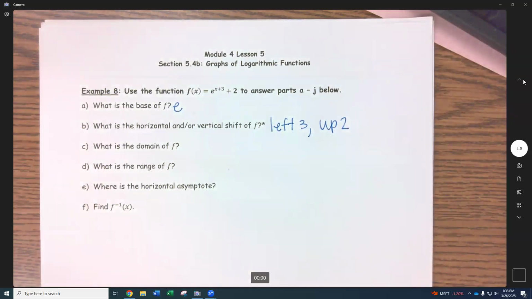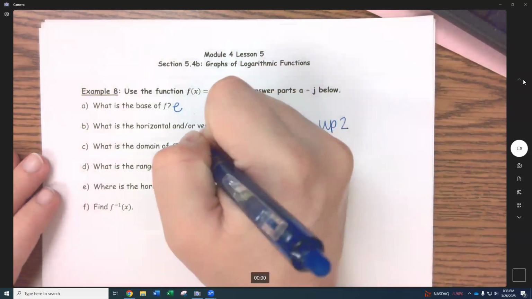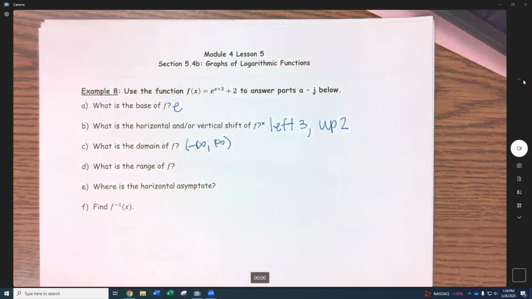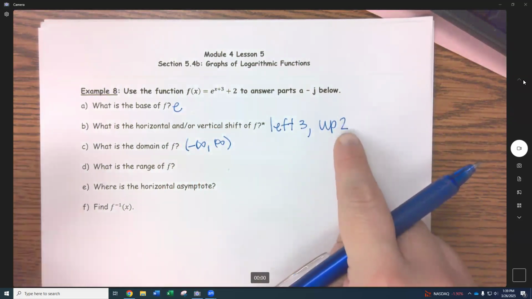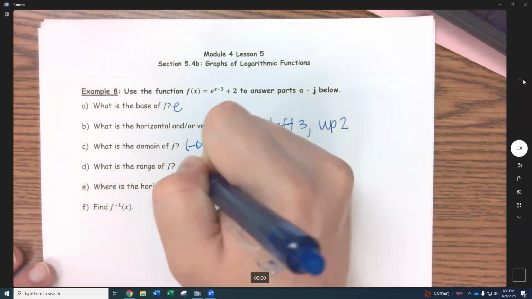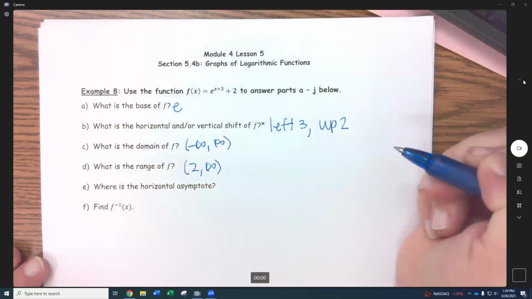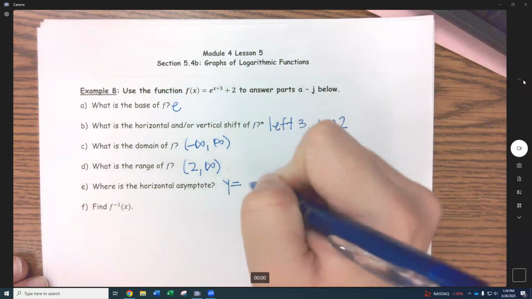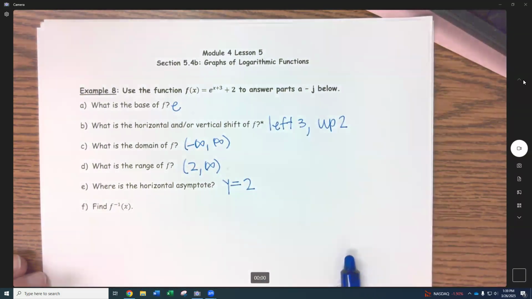Okay, so now we gotta think about this. What is the domain? Well, I have an exponential. An exponential has a domain of all real numbers. And what is the range? Because this is going up 2, it's taking that horizontal asymptote and shifting it up 2 units. So my range is now 2 to infinity because I have a horizontal asymptote at y equals 2.